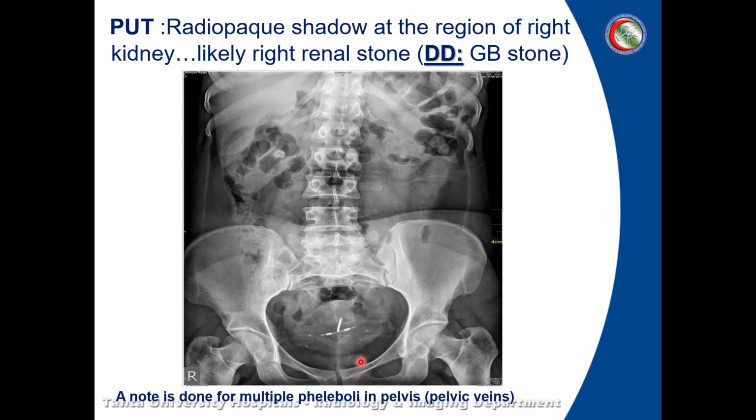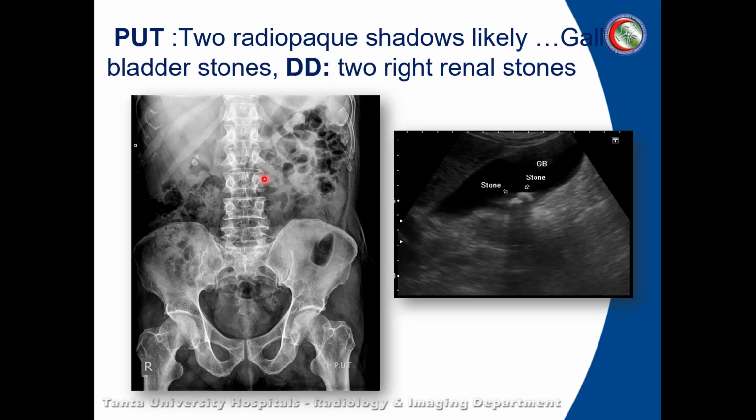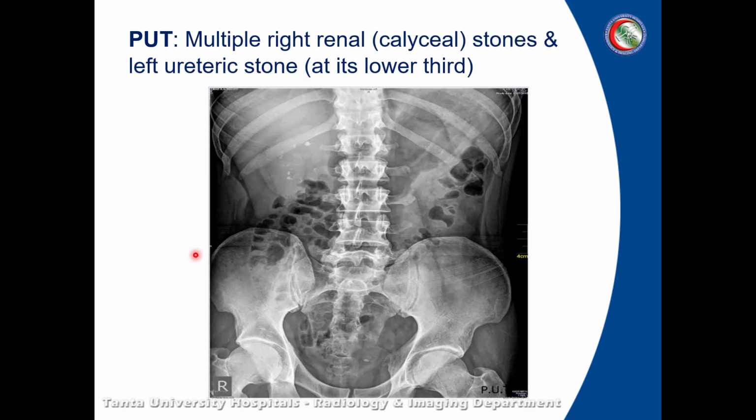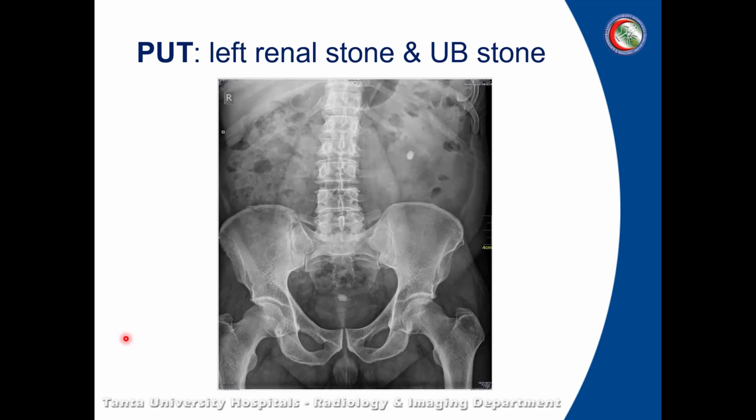The stones. This is PUT showing radiopaque shadow in the region of the right kidney, mostly right renal stone with differential diagnosis gallbladder stone. The same. This is PUT showing two right renal stones, one in renal pelvis and one in lower calyx. PUT showing multiple right renal stones with left lower third ureteric stone. PUT showing left renal stone and urinary bladder stone.